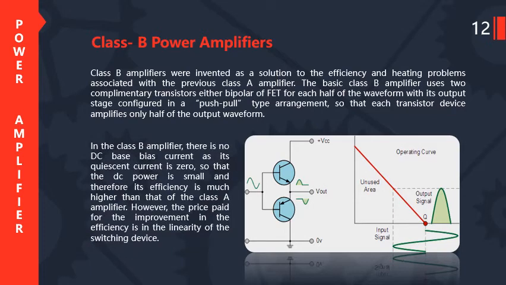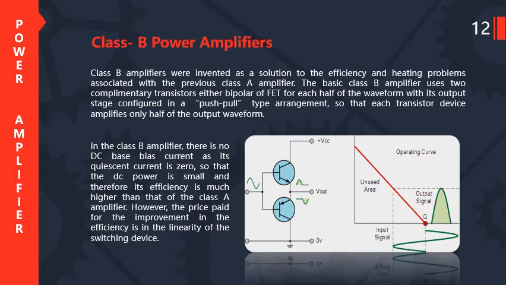In the class B amplifier, there is no DC base bias current, as its quiescent current is zero, so the DC power is small and therefore its efficiency is much higher than that of the class A amplifier. However, the price paid for the improvement in efficiency is in the linearity of the switching device.